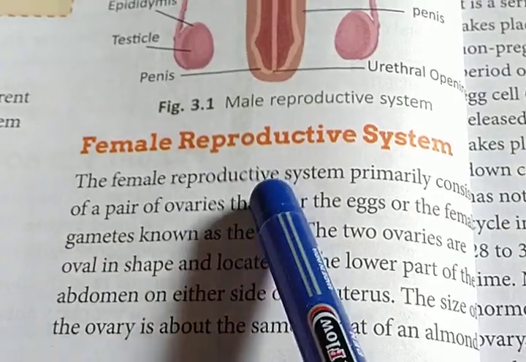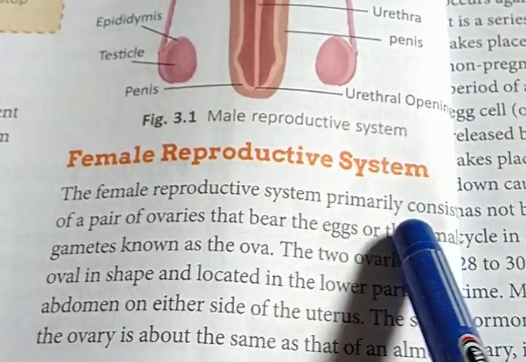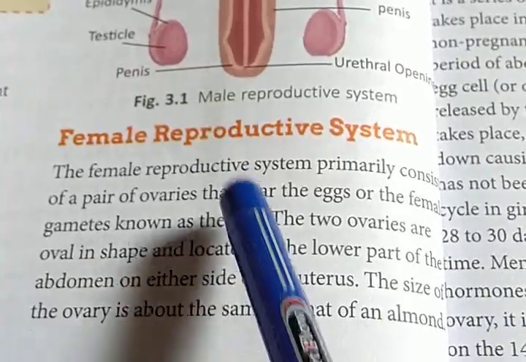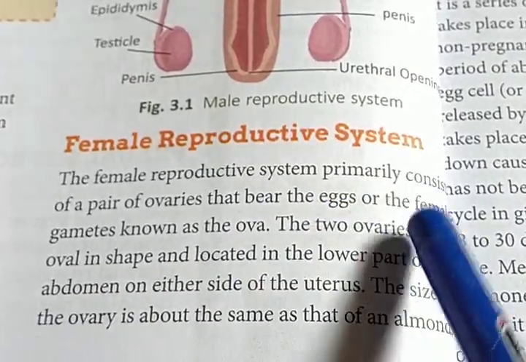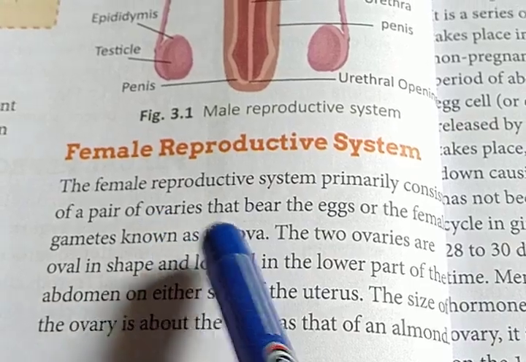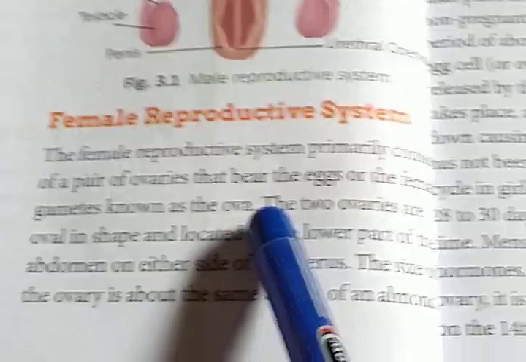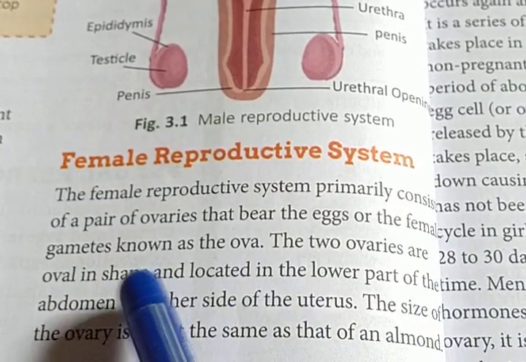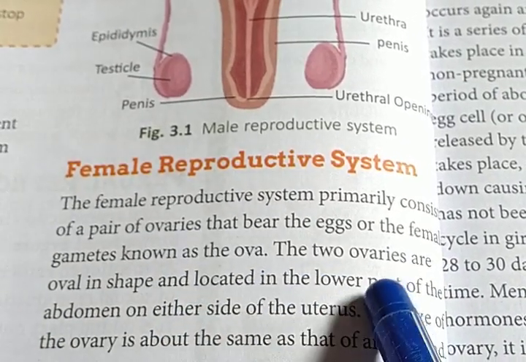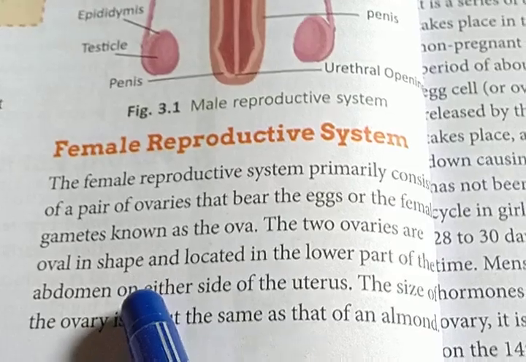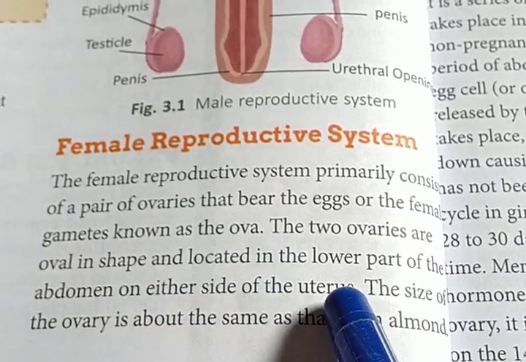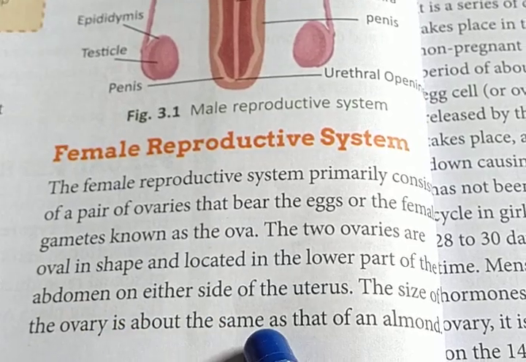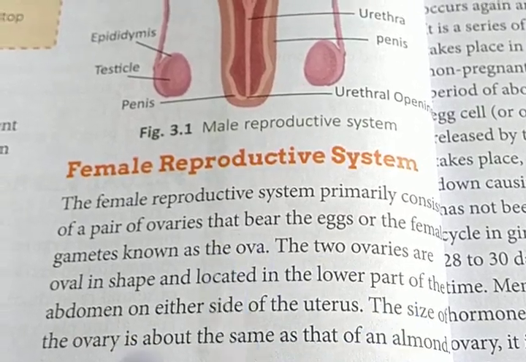The female reproductive system primarily consists of a pair of ovaries that bear the eggs, or the female gametes, known as the ova or ovum. The two ovaries are oval in shape and located in the lower part of the abdominal cavity on either side of the uterus. The size of an ovary is about the same as that of an almond.